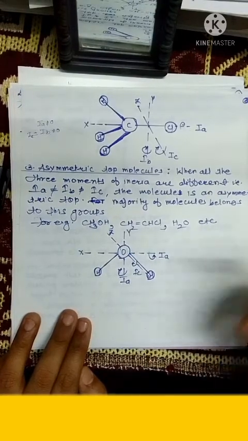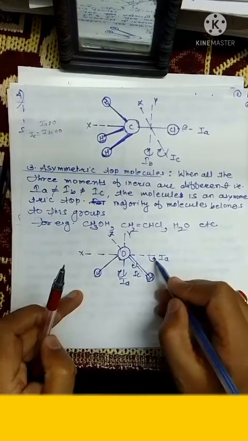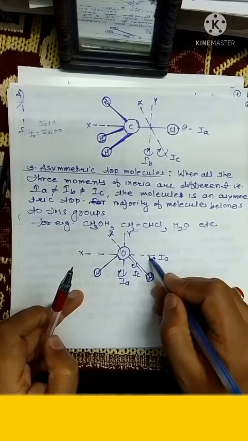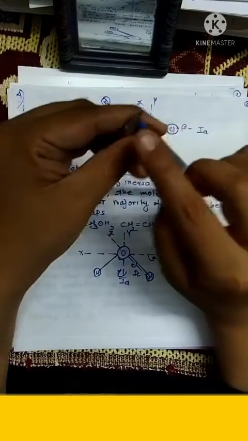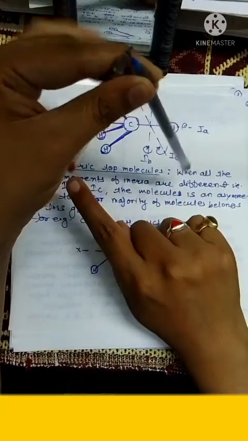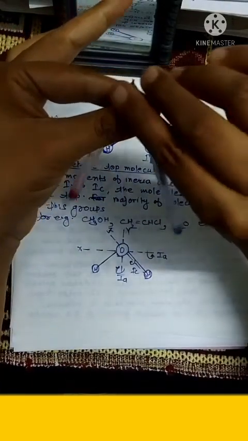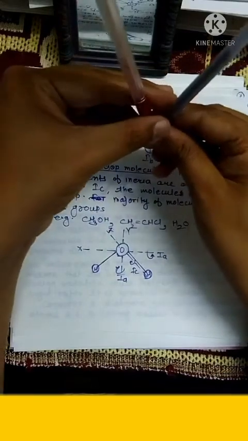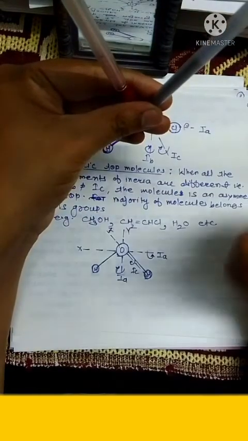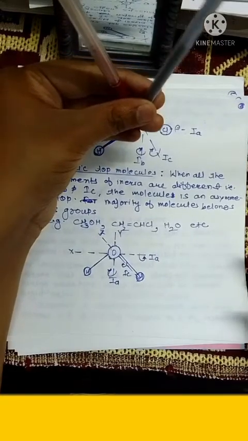So what is going to happen if we rotate this molecule along your x-axis? So let here is oxygen, here is hydrogen, here is hydrogen. What happens when we rotate this molecule along x-axis? So it simply means that both the hydrogens come upward. So Ia cannot be equal to 0.